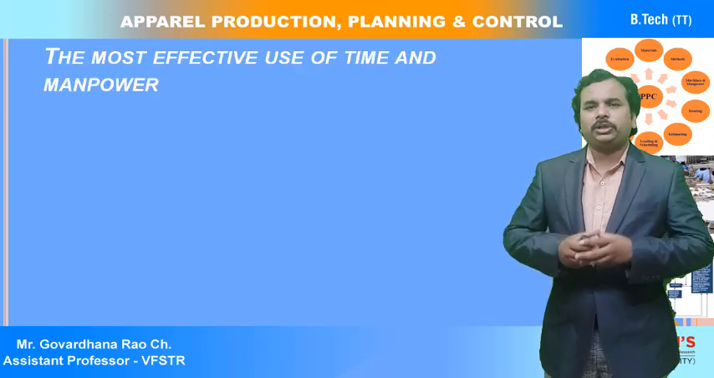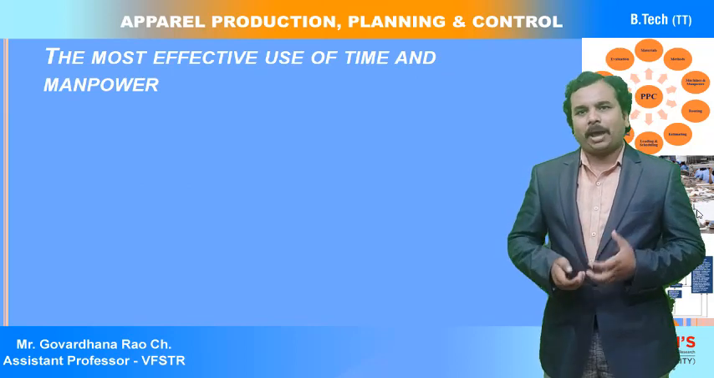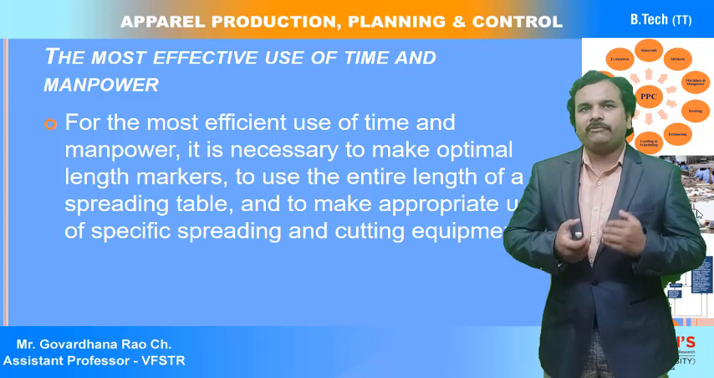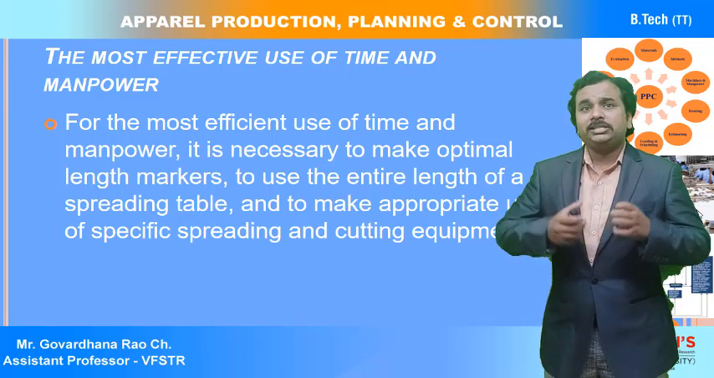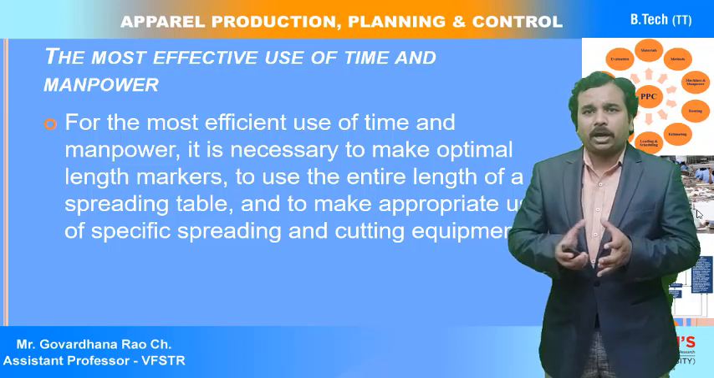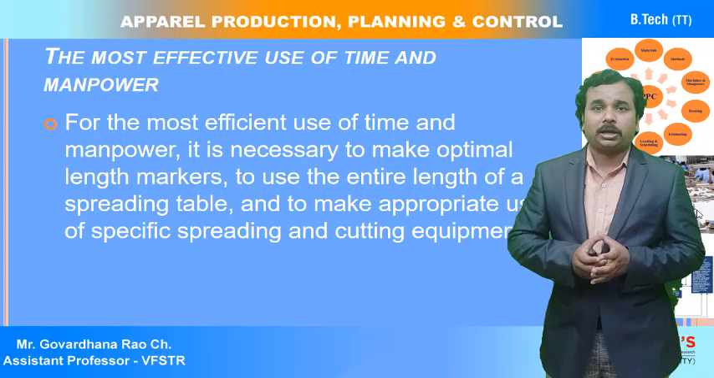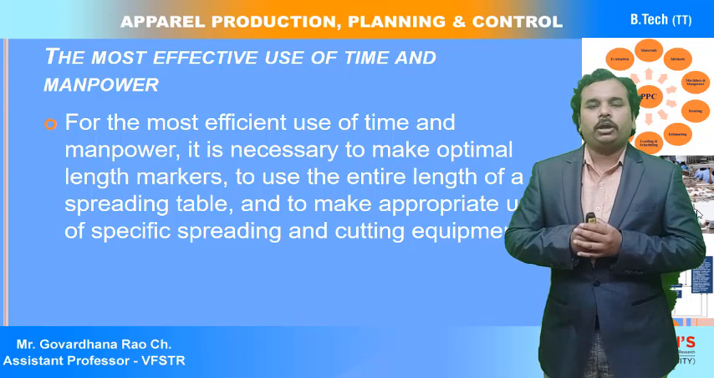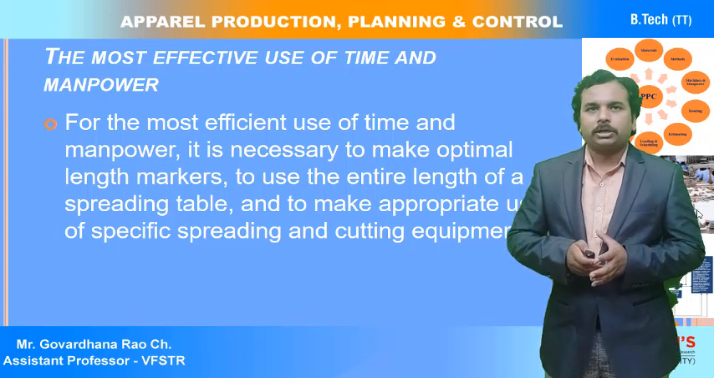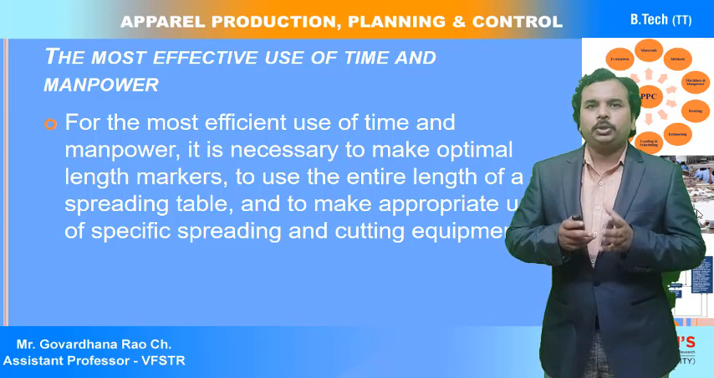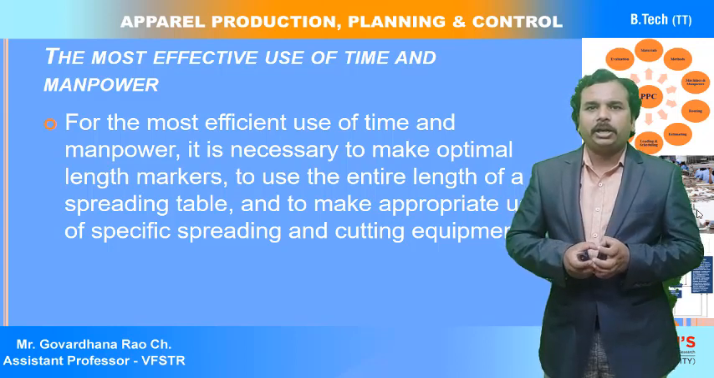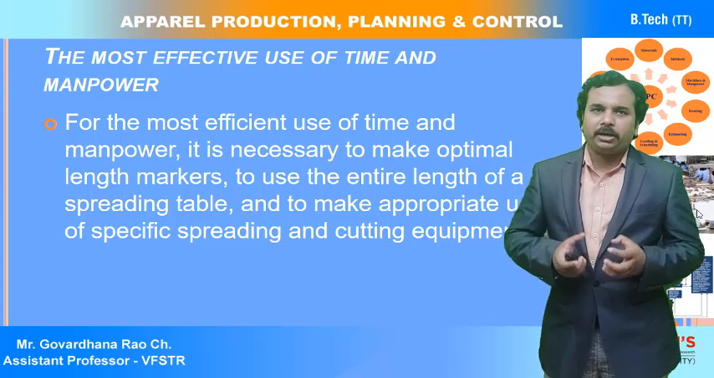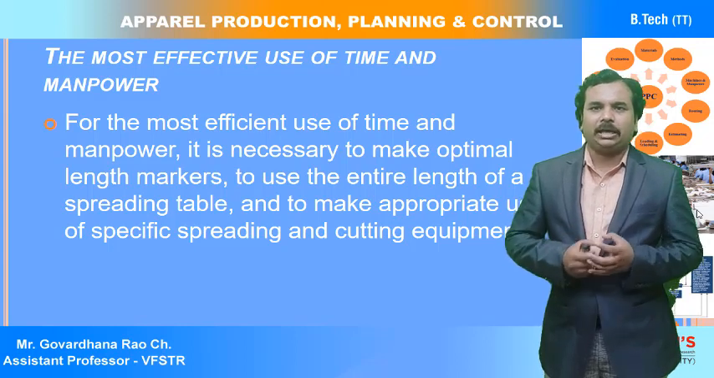And the fourth one is the most efficient use of time and manpower. How can we utilize the time and the manpower? For the most efficient use of time and manpower, it is necessary to make an optimal length of marker. It should not be too lengthy, and it should not be very short. Optimal length markers are very important, and the entire length of the spreading table is one of the factors, along with making appropriate use of specific spreading and cutting equipment.